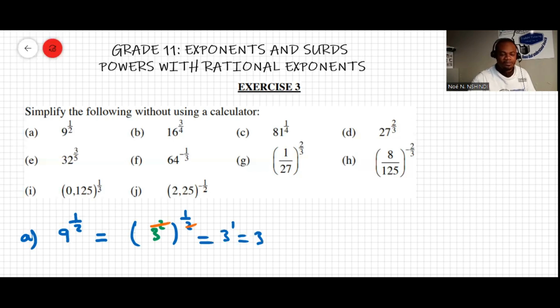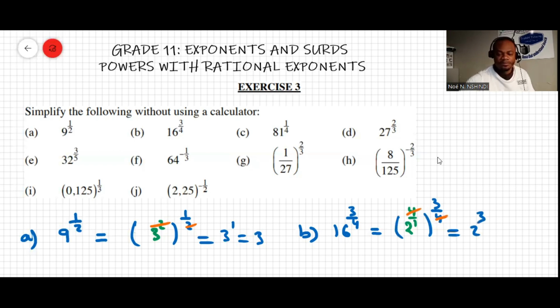Okay. And then B says 16 to the power of 3/4. So this 16 can be written in terms of its prime factor. The prime factor of 16 is going to be 2 to the power of 4. It's like 4 over 1. Now we can simplify 4 and 4 there, and then the answer is just 2 to the power of 3. Okay, and then C.